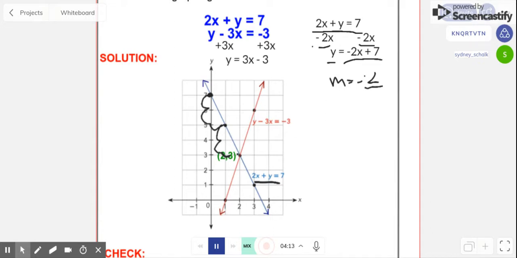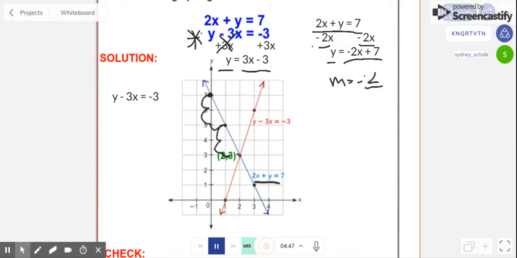I turned my second one into slope-intercept form as well. So I had y minus 3x equals -3. I added 3x to both sides, and I'm left with y equals 3x minus 3. The graph that I have here is a little bit goofy because it doesn't give me room to actually graph my y-intercept, which would be -3. So instead, I'm going to find my x-intercept and graph that, and from there move according to my slope.